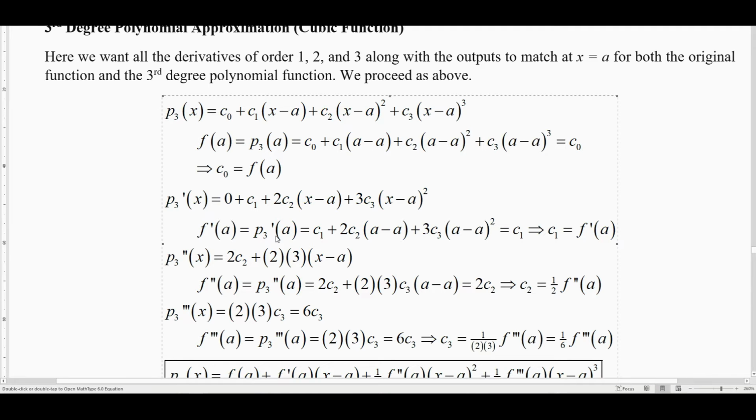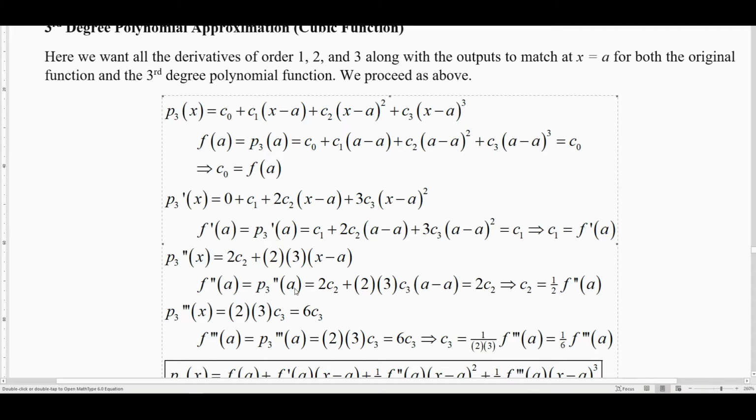We want the second derivatives to be equal as well, so we need to do another derivative. Well, that's gone. The derivative of c1 is 0. The derivative here is 2c2. The derivative here is 3 times 2, or 2 times 3, and then x minus a. So we want the derivative evaluated at a to be f double prime of a. We'll plug in a. This part goes away to 0, and you're left with 2c2. So f double prime of a is 2c2. c2 is 1/2 f double prime of a. This looks very familiar. This is exactly what we got when we were doing the quadratic approximation, right?